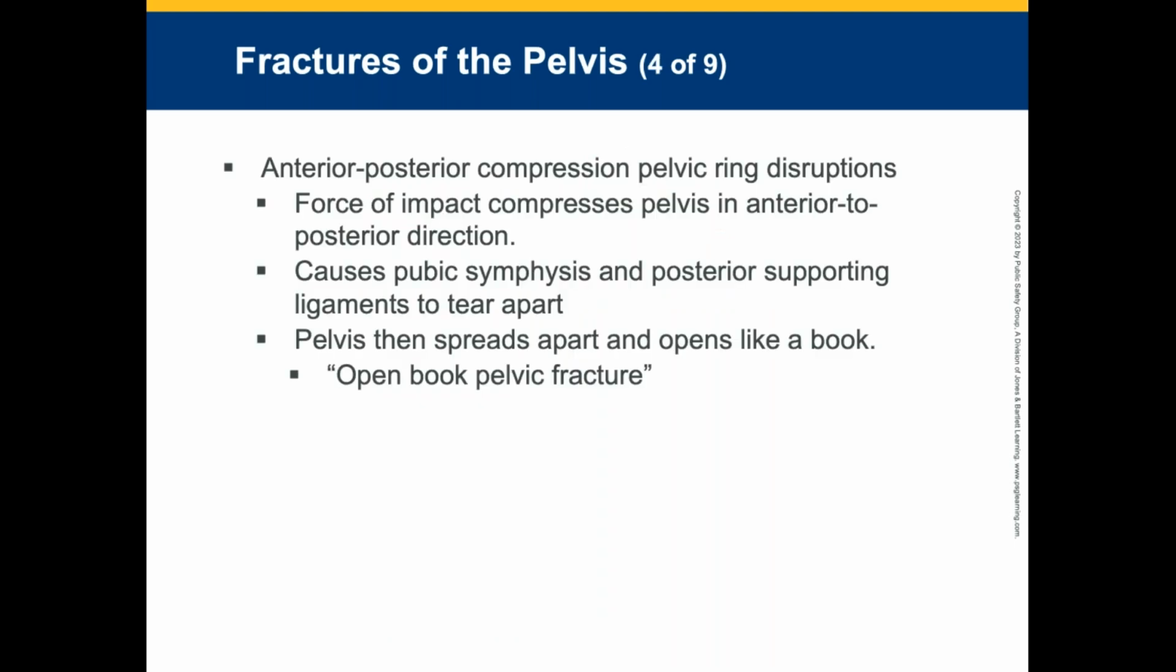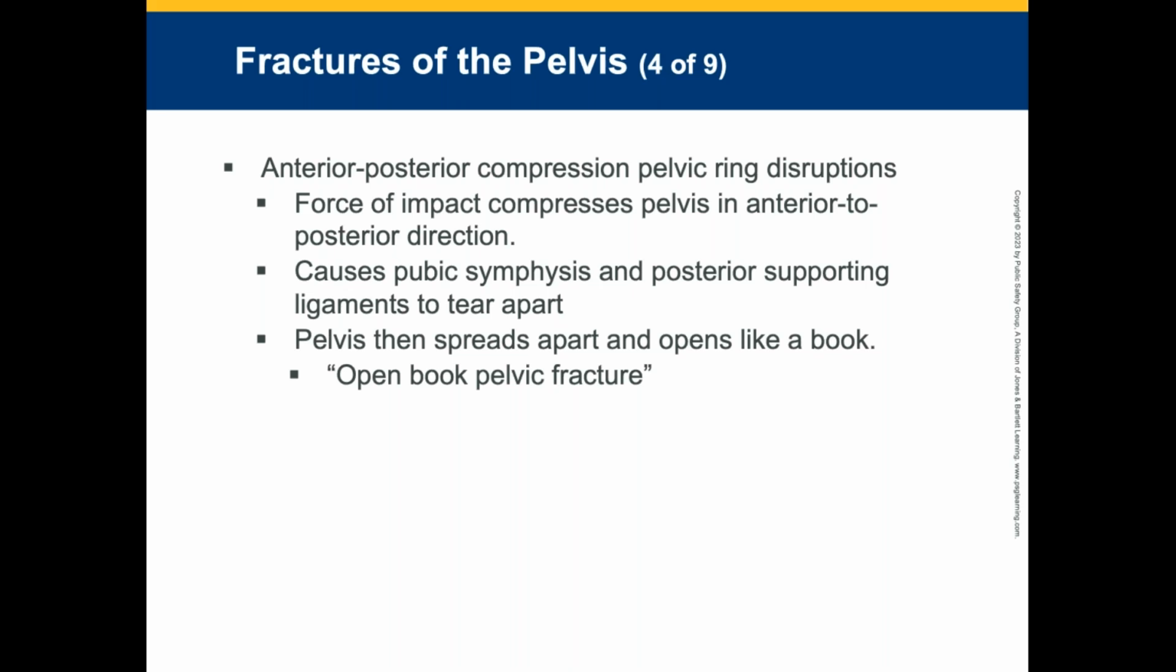So anterior-posterior compression pelvic ring disruptions may occur following a head-on MVC, motorcycle crash, fall, or pedestrian struck head-on by a motor vehicle. The force of impact compresses the pelvis in an anterior and posterior direction, causing the pubic symphysis or posterior supporting ligaments to tear apart. The pelvis then separates or spreads apart like a book. I mentioned the pubic symphysis, and it spreads apart.